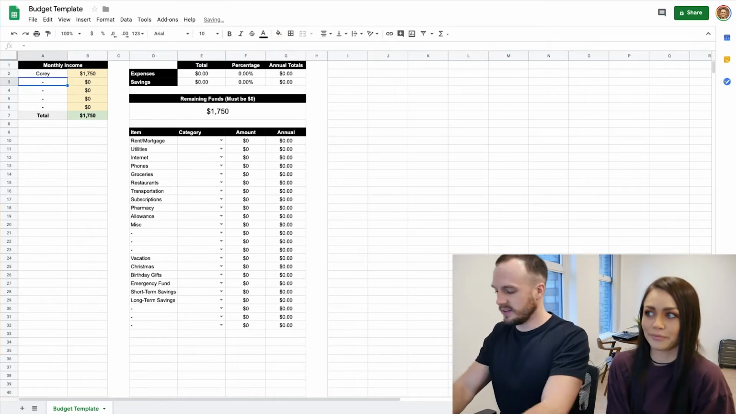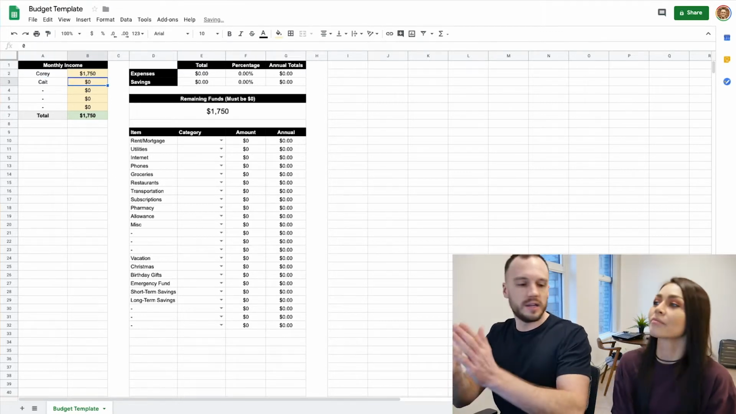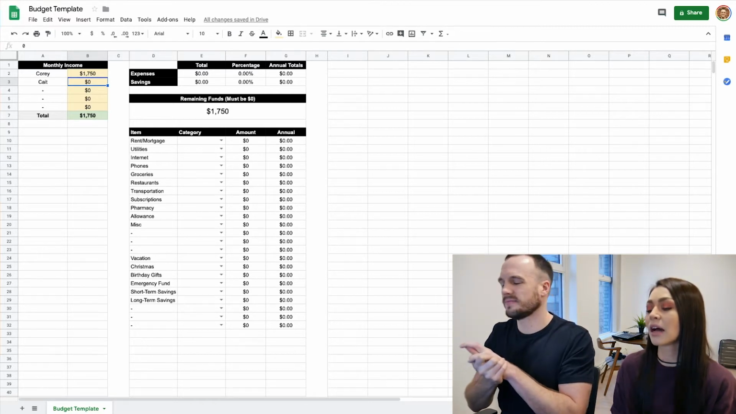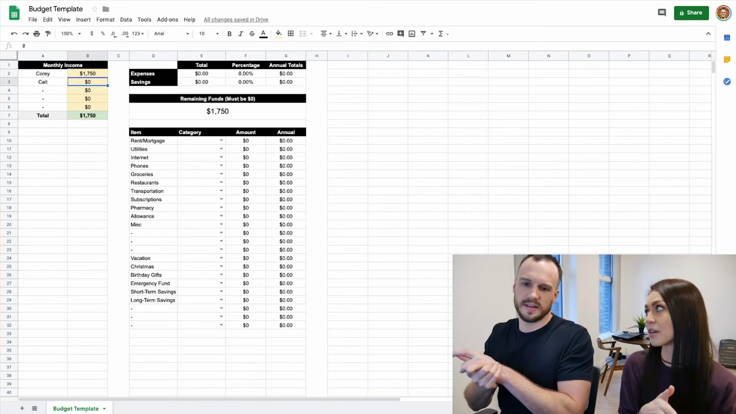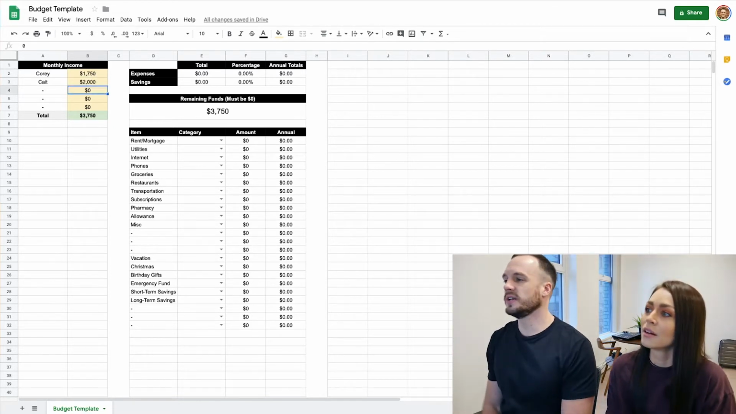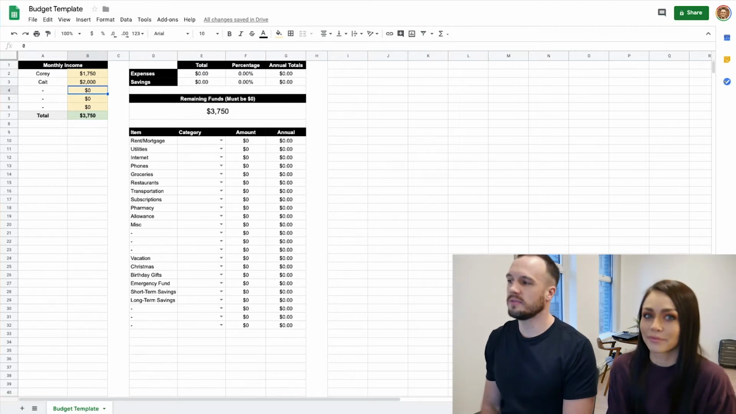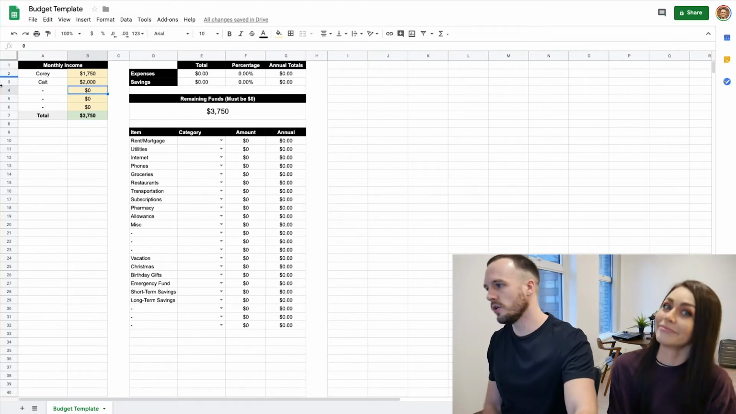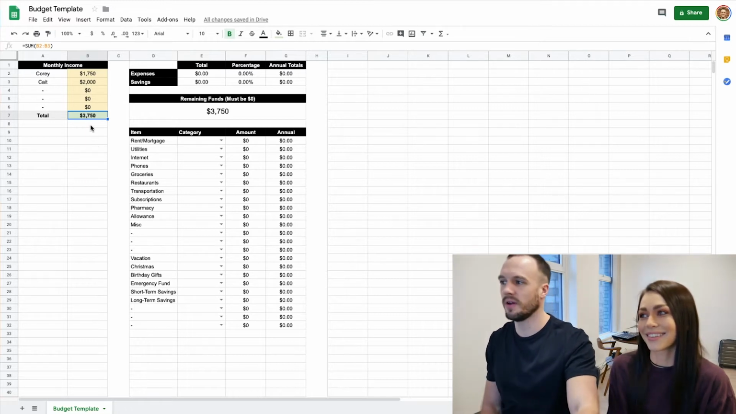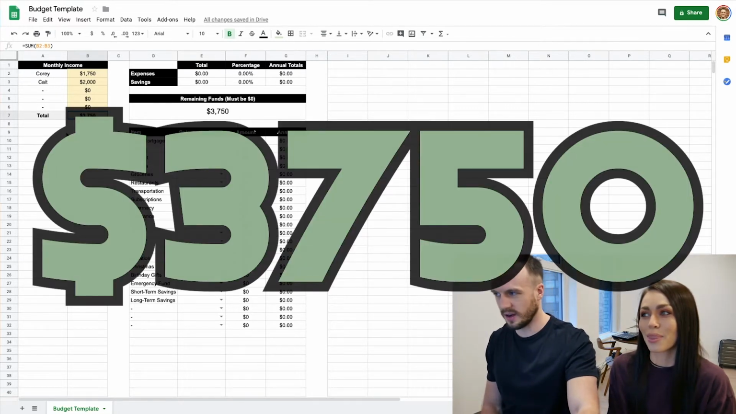I made $1,750. Kate, how much did you make? I made a very similar amount. I think you made $1,750. Basically, it fluctuated from $1,700 to $2,200. Okay, $2,000. So I was doing $1,750, Kate was making $2,000, so combined income net after taxes in the bank every month was $3,750.